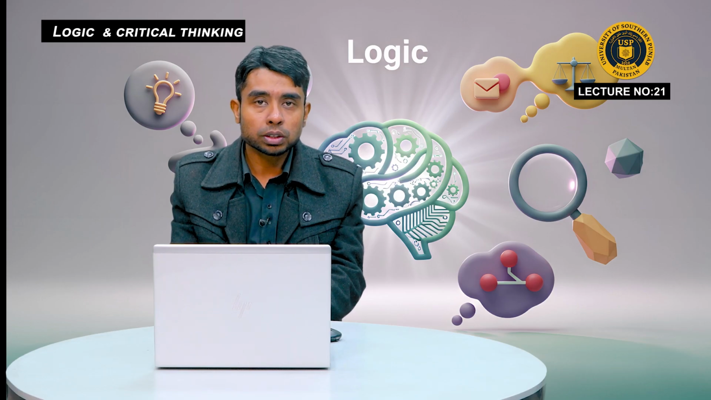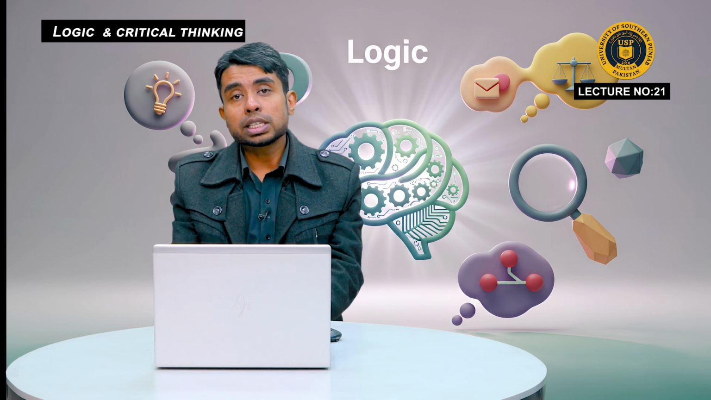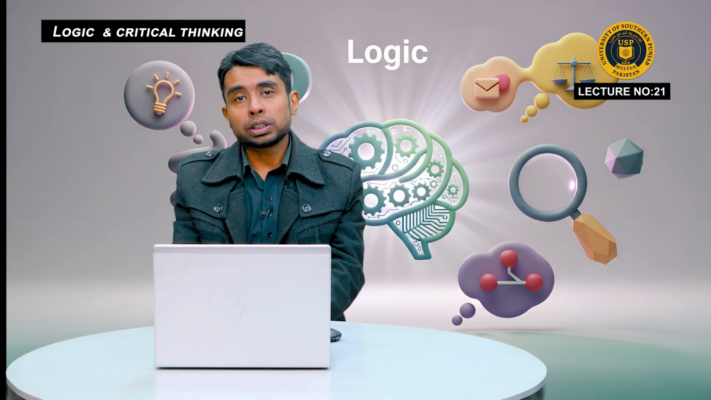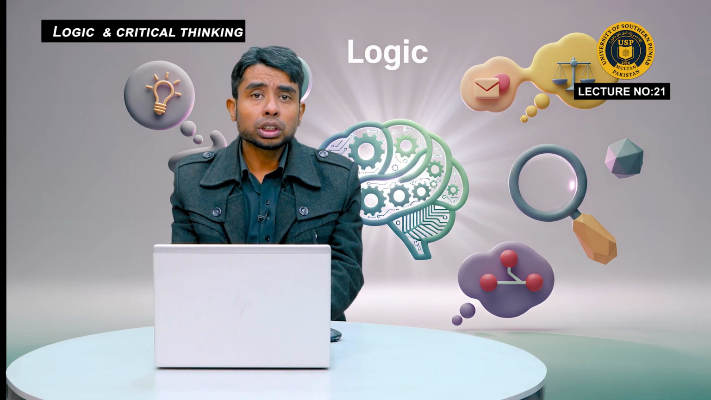For example, consider the set of statements P and tilde P. These two statements cannot both be true in the same situation. If we assume them both to be true, we immediately reach a contradiction, showing inconsistency.